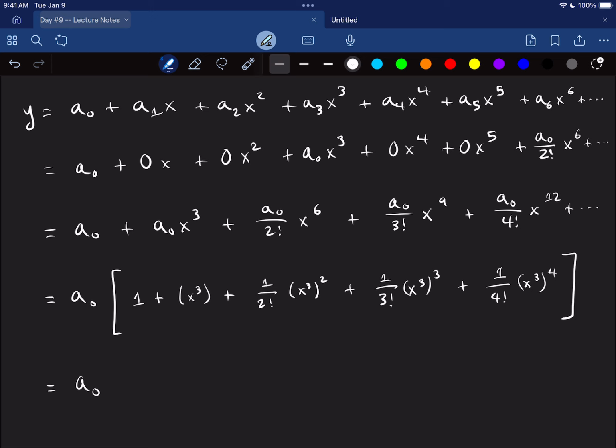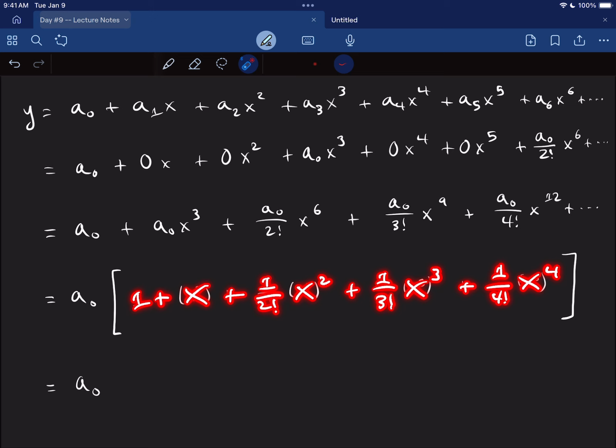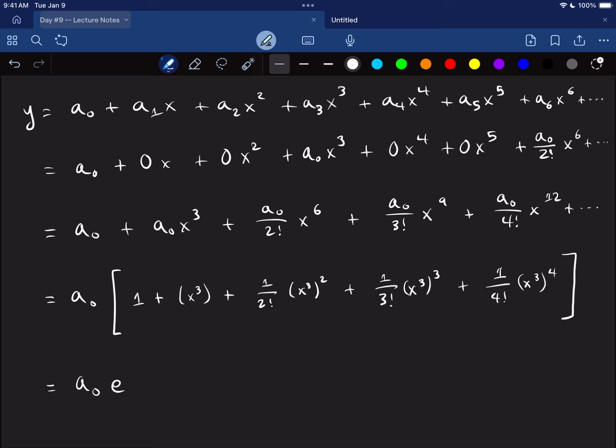And that, with a keen eye, you can see that this looks an awful lot like... I'm kind of covering it just to make a point. That looks an awful lot like e to the x. The only difference is instead of an x in there, there's an x cubed. So this is just e to the x cubed. And of course, if we feel like it, change that a naught to a c.